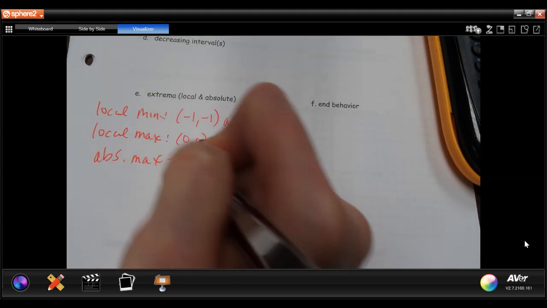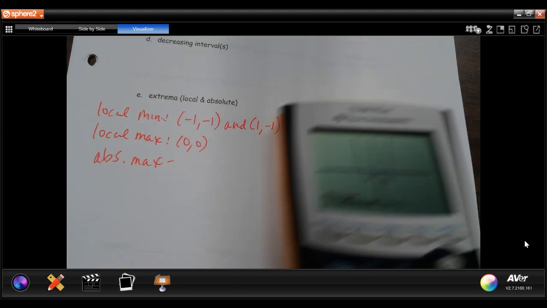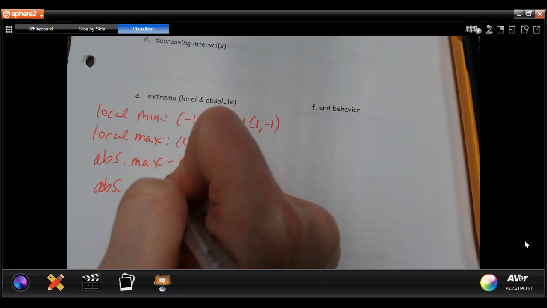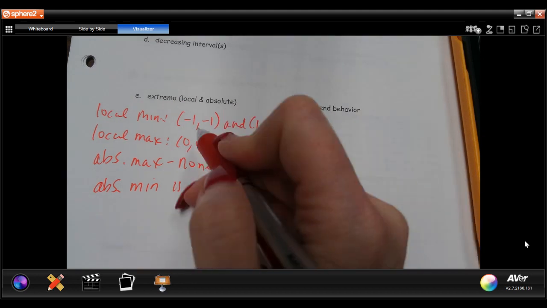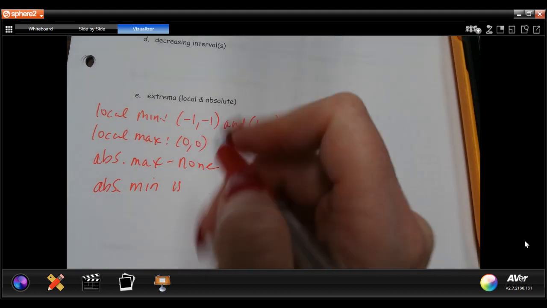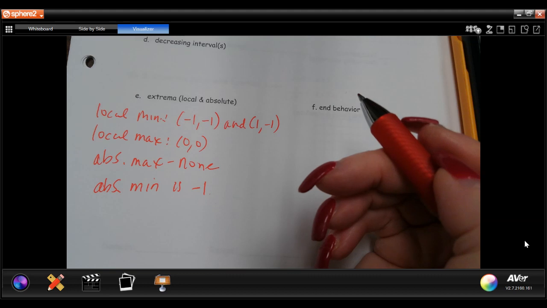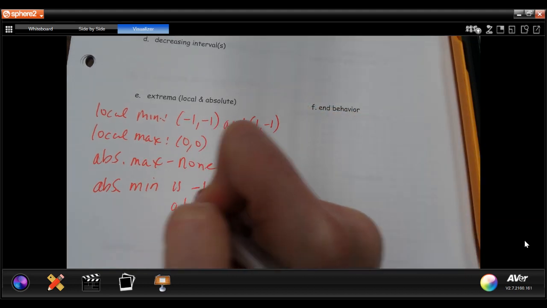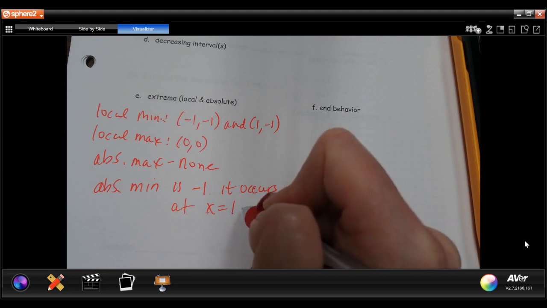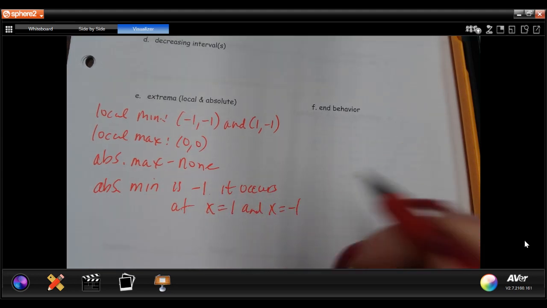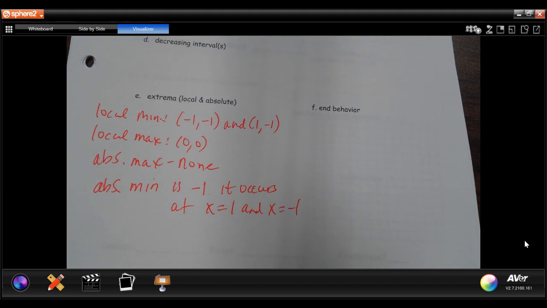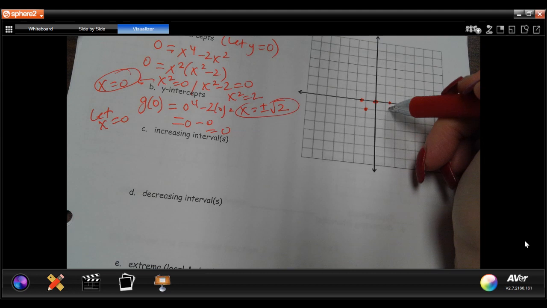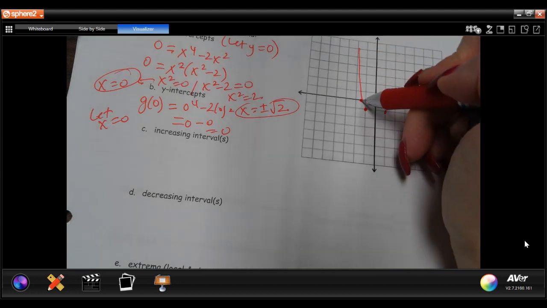Absolute max. Well, this graph doesn't have one. It goes on to infinity, so none. Absolute min is negative 1. It occurs at, I'll say, x equal 1 and x equal negative 1. I don't necessarily have to say that, but I'm just putting that in here. So we can plot our two minimums and then we make our graph.